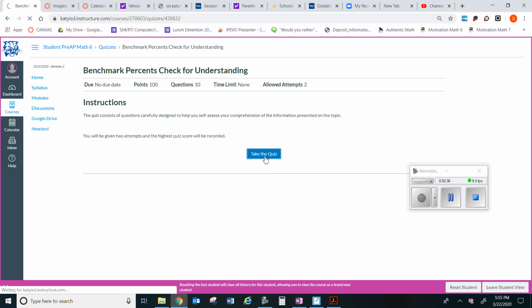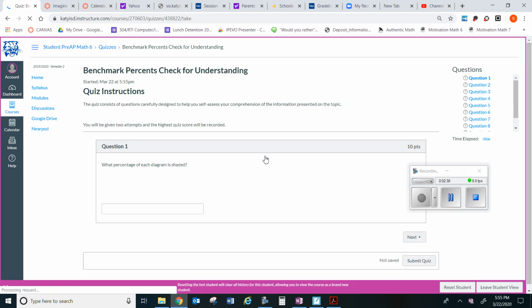So let's look at this quiz. I'm not going to go through the entire quiz, but there are 10 questions. Question number 1, what percentage of each diagram is shaded? We're going to see several diagrams. So this is shaded by what percent? You would type in the numerical answer right here.